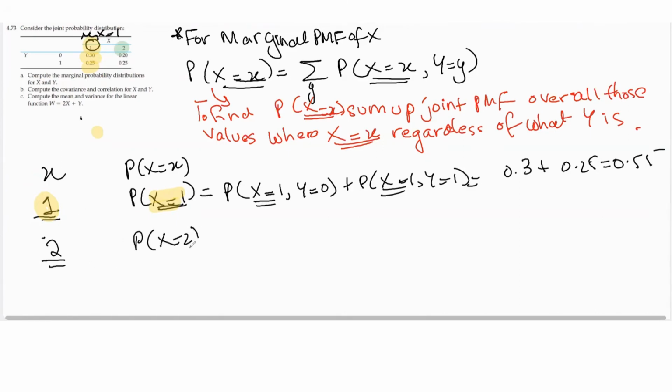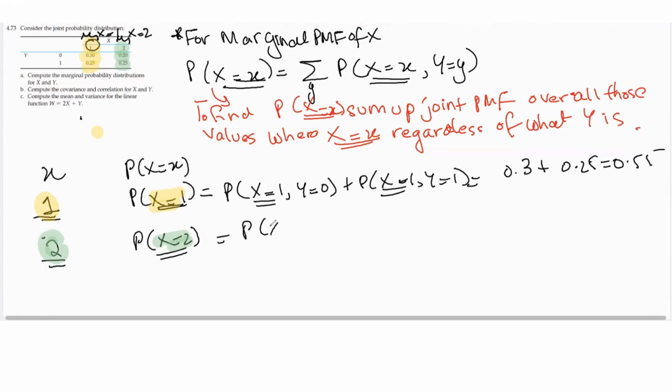We want to find the probability x is 2 now. To find the probability x is 2, we'll just sum up the joint PMF over all those values where x is 2 regardless of what y is. So it's going to be this value and this value, right? It's summing up the column corresponding to x is equal to 2, because over here x is 2 regardless of whatever y is. It doesn't really matter over here what y is.